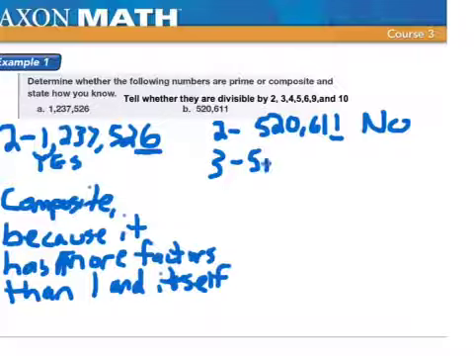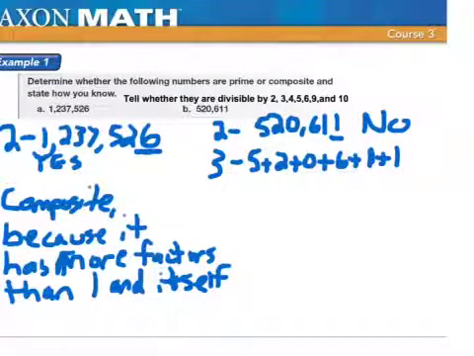So we take 5 plus 2 plus 0 plus 6 plus 1 plus 1. Well, 5 plus 2 is 7. 7 plus 0 is 7. 7 plus 6 is 13. 13 plus 1 is 14. And 14 plus 1 is 15. Okay, is 15 divisible by 3? Well, 15 divided by 3 is 5. So yes, it is divisible by 3.